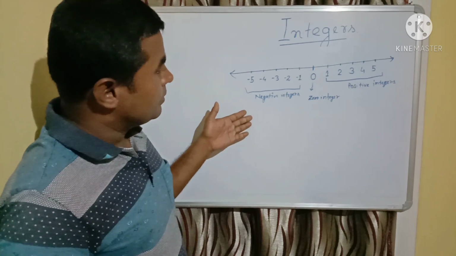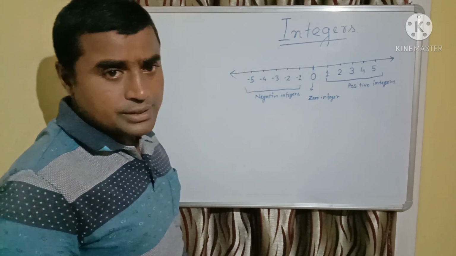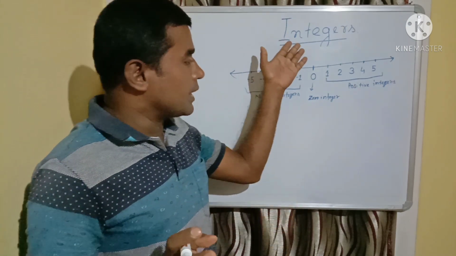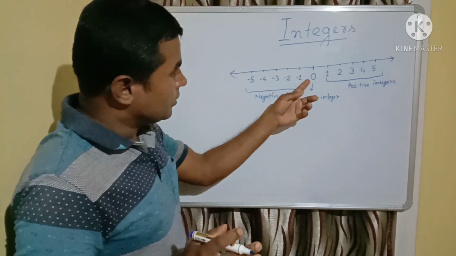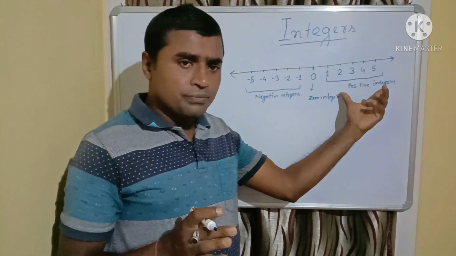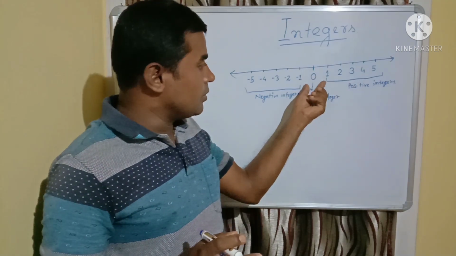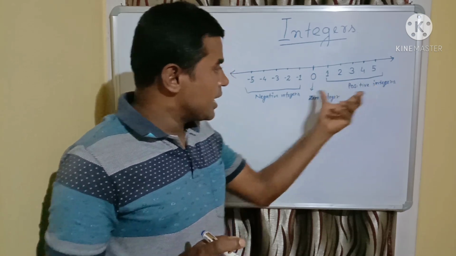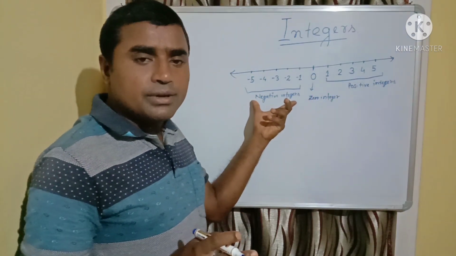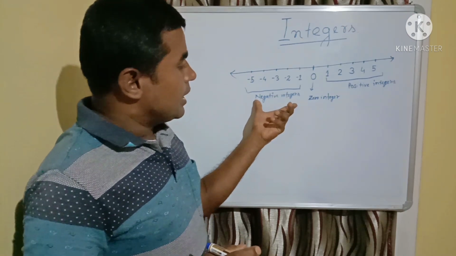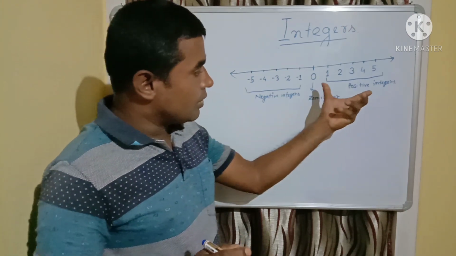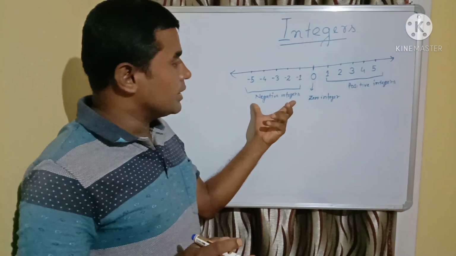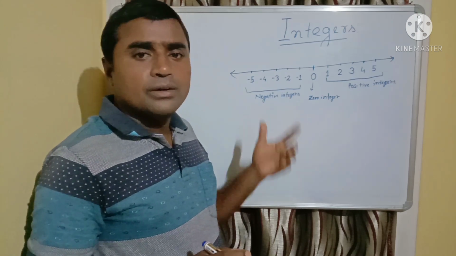Now, how can we define integers? The definition of integers can be cited as: 0, all the natural numbers, and their negatives are collectively known as integers. I repeat the line: 0, all the natural numbers and their negatives are collectively known as integers.